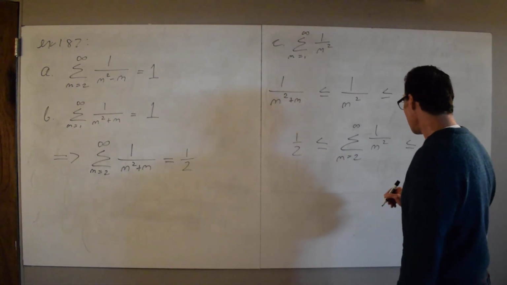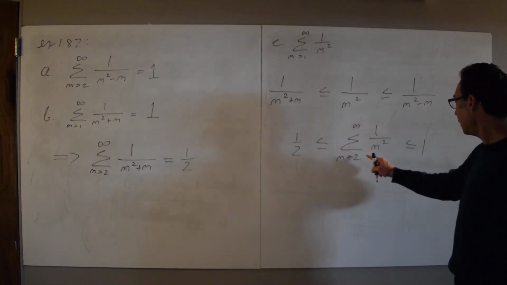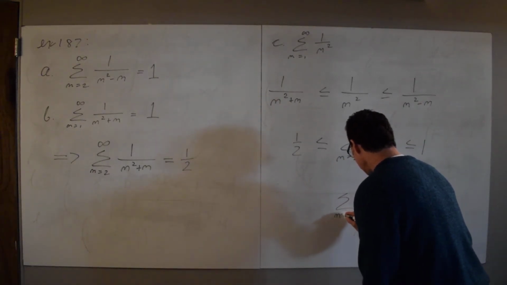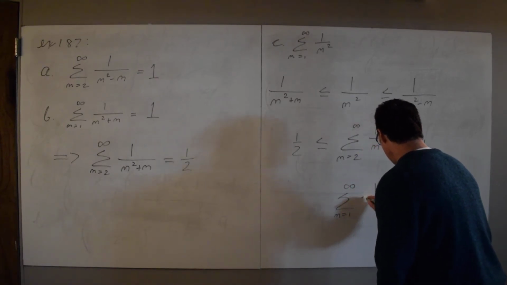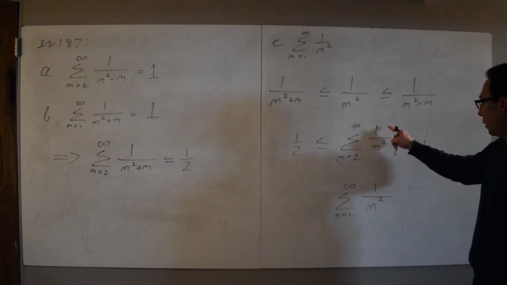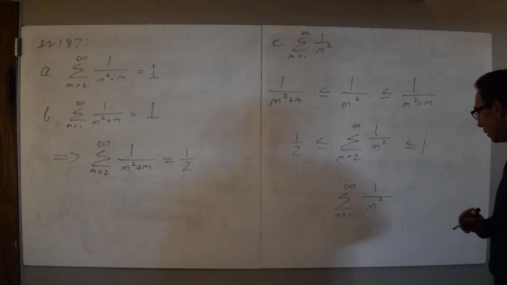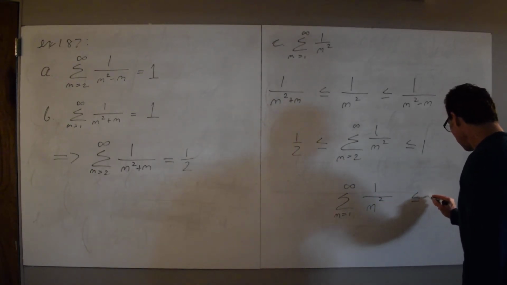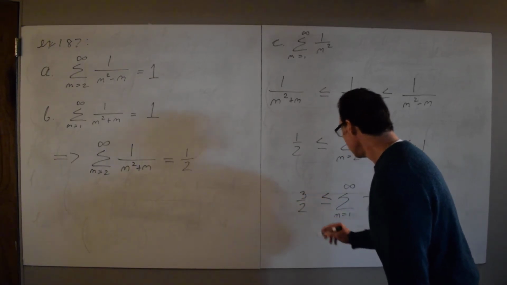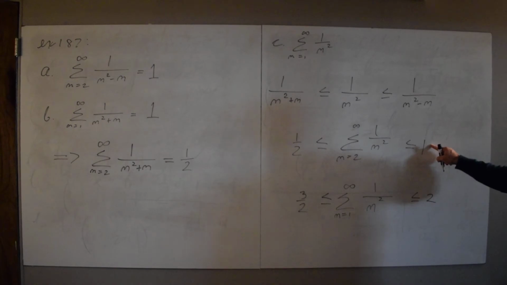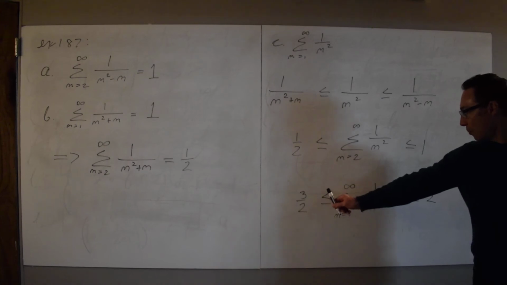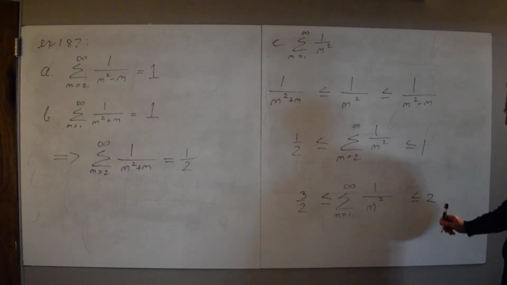So what that tells us then is if we were to start at 1 instead of 2, it's just 1 more. So we have that the sum n equal 1 to infinity of 1 over n squared, when n is 1, our first term is 1. So this is less than or equal to 2, but greater than or equal to 3/2. We just add 1 here, and we add 1 here. So we know that this converges to something between 3/2 and 2.